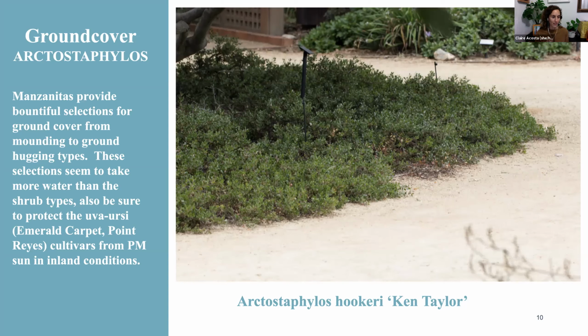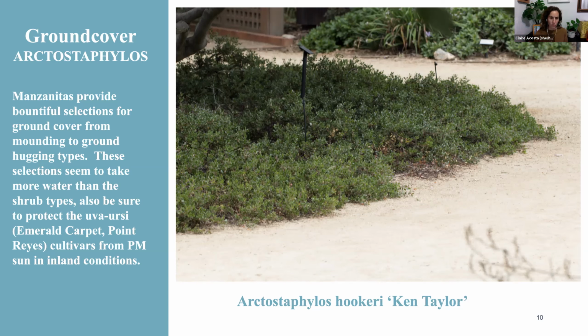Oh, yes, the uva ursi. So Arctostaphylos uva ursi, which is Point Reyes, or even Pacific Mist, or here also Emerald Carpet. These ones want to be protected. They are better off in full sun on the coast, or maybe protected from the afternoon sun if they're inland. They're a little bit picky about being in full blasting sun, at least the uva ursi types. But there are a lot of different varieties. These aren't the only ones.